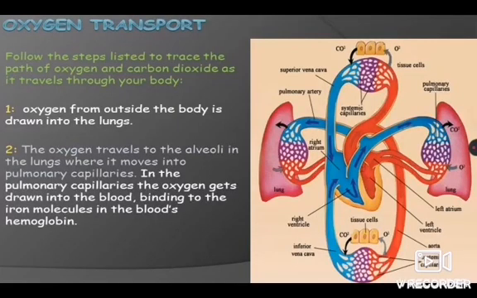This is the oxygen transport system. Oxygen from outside the body is drawn into the lungs through the respiratory passages. The oxygen travels to the alveoli in the lungs, where it moves into pulmonary capillaries. In the pulmonary capillaries, the oxygen gets drawn into the blood, binding to iron molecules in the blood's hemoglobin.